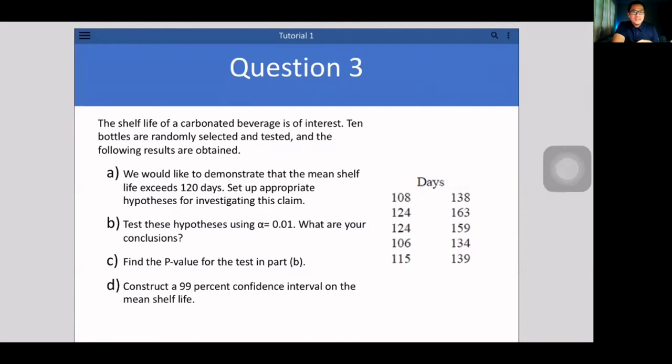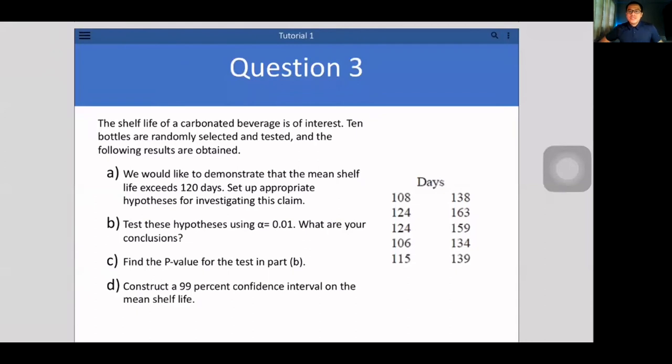Okay, let's go back to the question. We would like to demonstrate if the mean shelf life exceeds 120 days. Now it says it's 120 days and exceed. Is it a one-tailed test? Set appropriate hypotheses for investigating this claim. Alpha is now changed, not 5%, it's just 1% or 0.01. P-value again you ask, and now it is a 99% confidence interval. Why is it 99%? Because your alpha is 0.01. 100 minus 1, you get 99%. Okay?